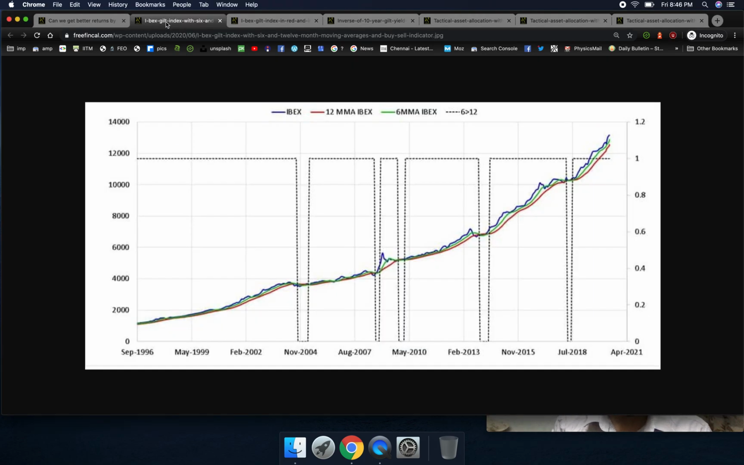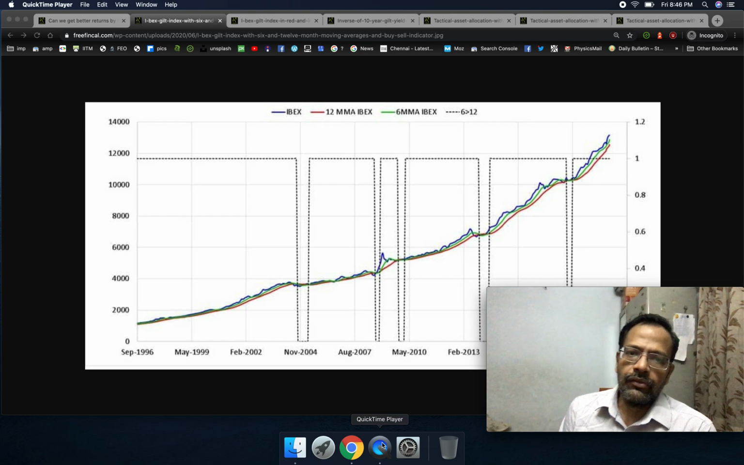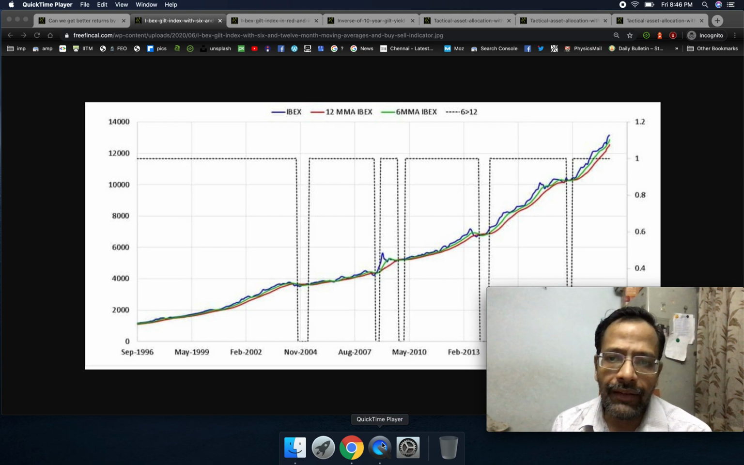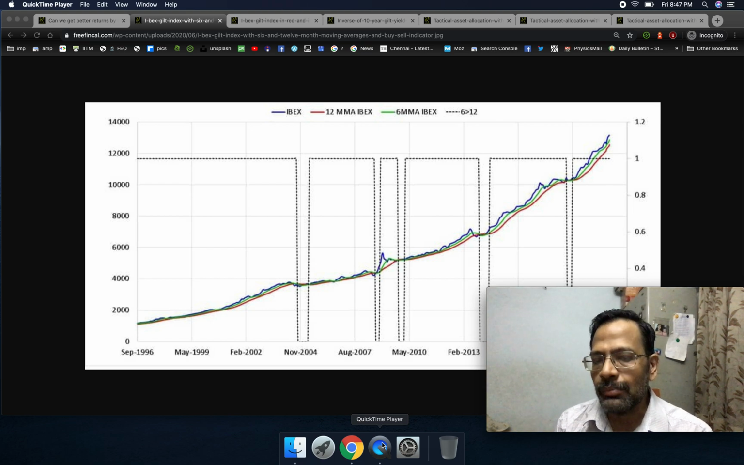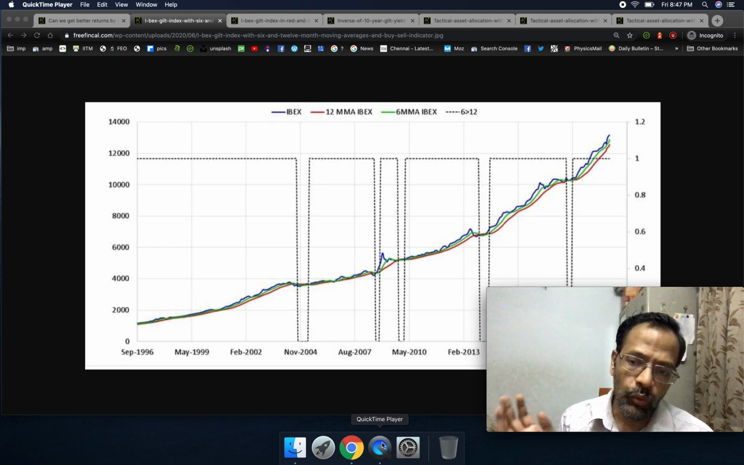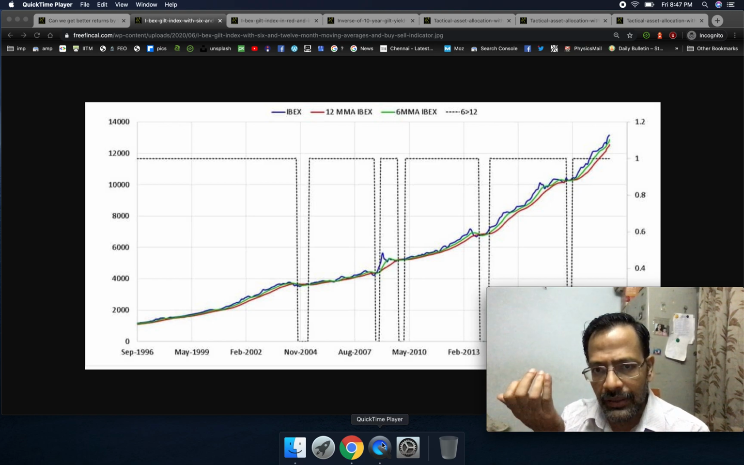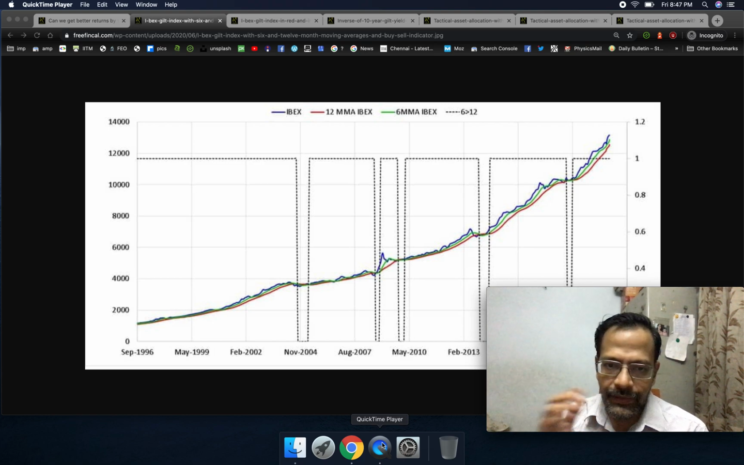So the first graph we're going to look at is the IBEX, the composite gilt index. That's the blue line. The red line is the 12-month moving average of the IBEX. The green line is the 6-month moving average. The dotted line is the buy-sell signal. When the dotted line is 1 on the top, it tells you the 6-month moving average is greater than the 12-month moving average, that is, the green line is higher than the red line. At that time, we go all in and buy gilts. We sell all the cash and move into gilts. And when the 6-month moving average becomes lower than the 12-month moving average, we sell all the gilts and move into cash. That's the initial plan.